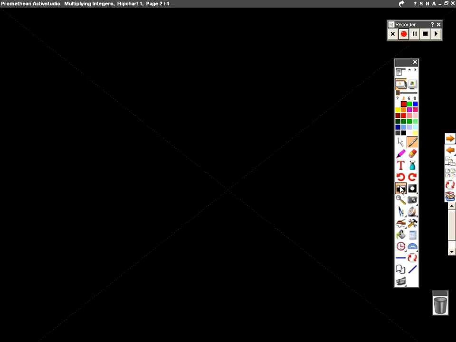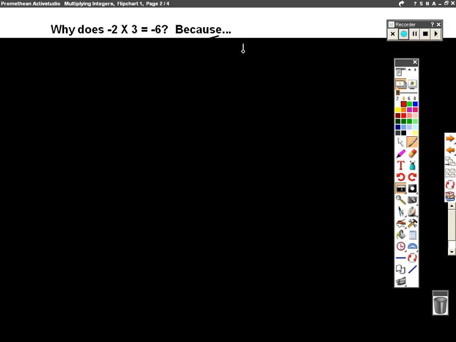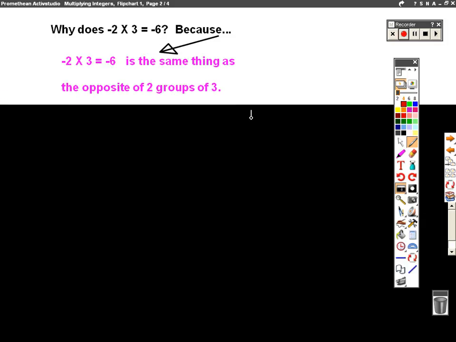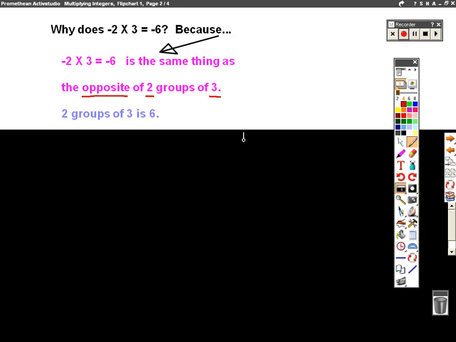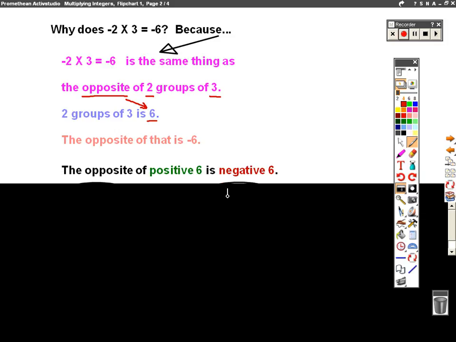Now you might be wondering, why is this? So let's take a look. Why does negative 2 times a positive 3 equal negative 6? Because negative 2 times 3 equals negative 6, and that's the same thing as the opposite of two groups of 3. Two groups of 3 is 6. So I want the opposite of 6. The opposite of that is negative 6. So the opposite of positive 6 is negative 6.